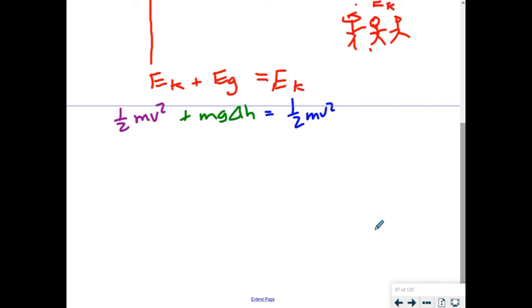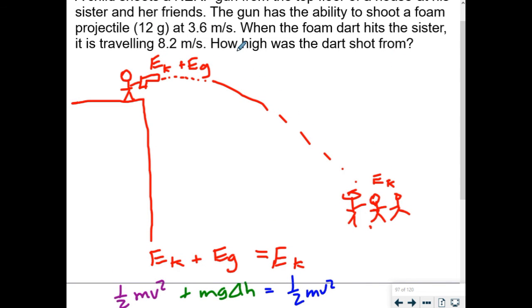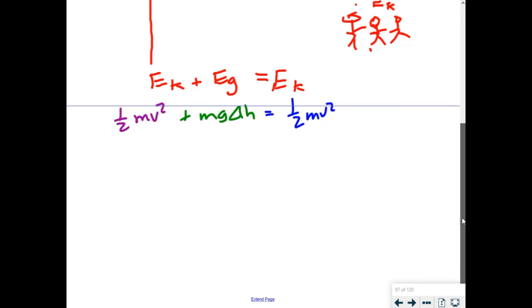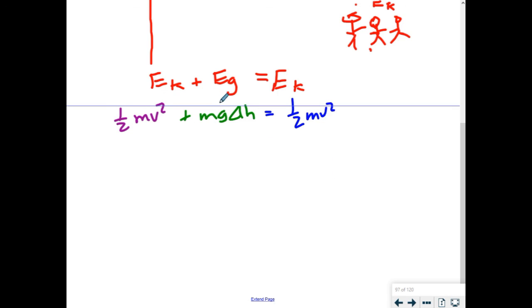Okay, most students are usually okay up to this point here. And then this is the point where, like I said, math skills are so challenging. We need to figure out what we're solving for. What are we asked to solve for in this question? How high the dart was shot from. So this is probably the single most challenging step: we need to find a way to isolate this equation for the height that this was shot from.